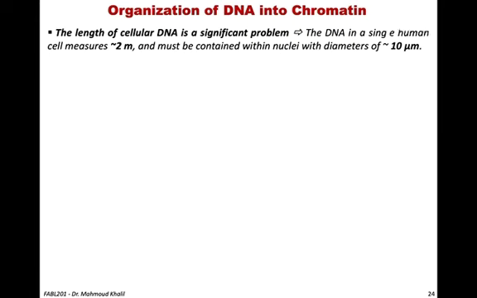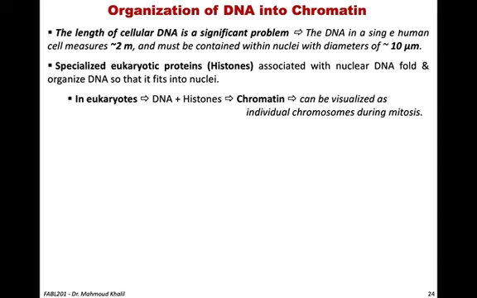So where is the problem? Why do we need to organize the DNA into the chromatin? Because the length of the DNA is a significant problem. It's around 2 meters in length and must be contained within nuclei which are around 10 micrometers. So there are some specialized eukaryotic proteins called histones that bind to the nuclear DNA and organize the DNA to fit inside the nucleus. In eukaryotes, the DNA plus these histones is called the chromatin.